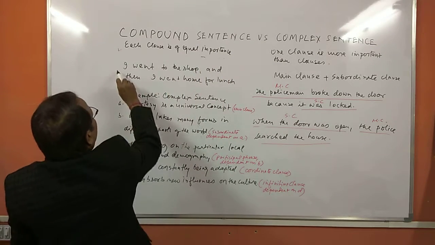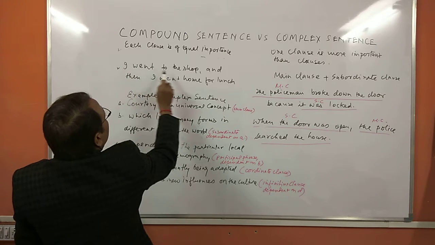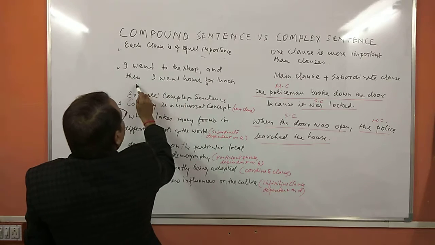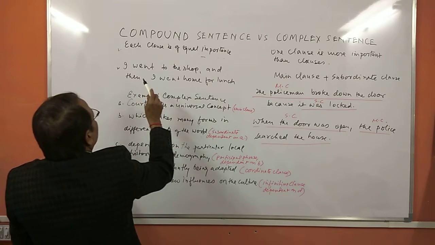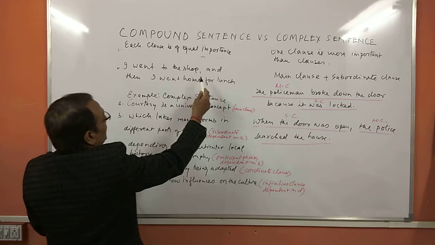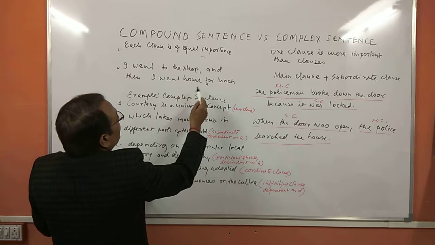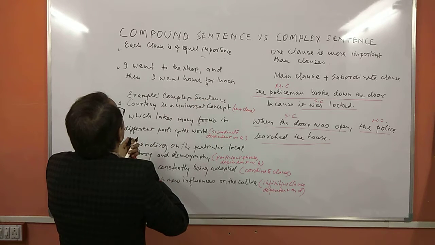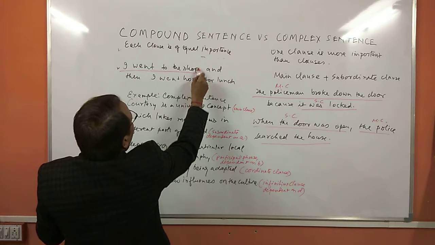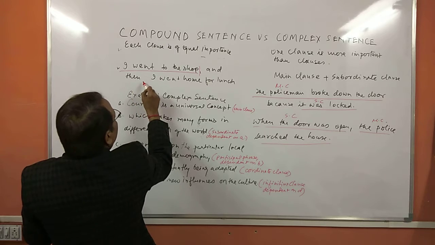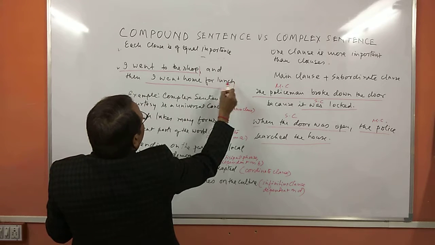For example, I have written a sentence here: I went to the shop and then I went home for lunch. I repeat my sentence here: I went to the shop and then I went home for lunch. You see, there are 2 clauses. I went to the shop, one clause, then I went home for lunch.